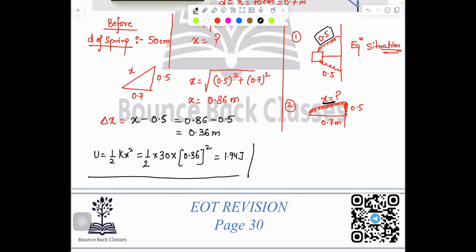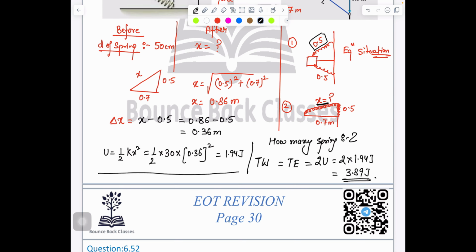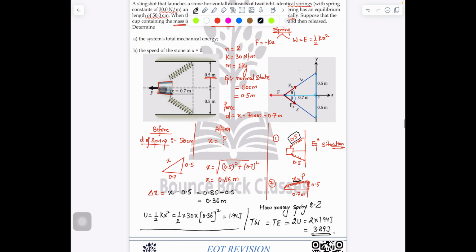No. I told you, how many springs do we have? Just tell me. We have 2 springs, yes or no? So the total work done, or total energy, equals 2 times U. So 2 times 1.94 joule equals 3.89 joule. Clear? Understand? Okay, now I'm going to add a page here to solve the second part.